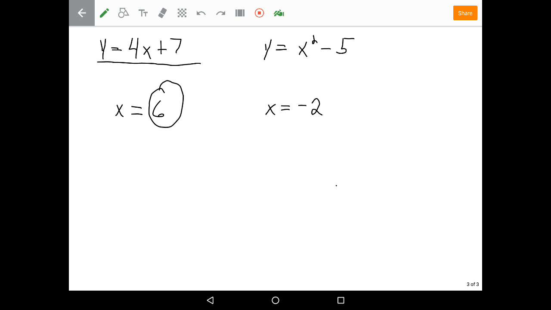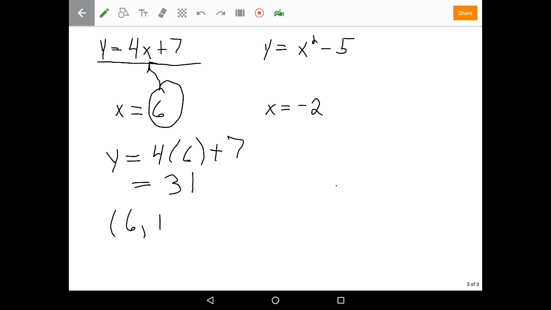So I'm going to take my 6 and plug it in there for x. So that gives me y is equal to 4 times 6 plus 7, which gives me 31. So one point is 6 comma 31.